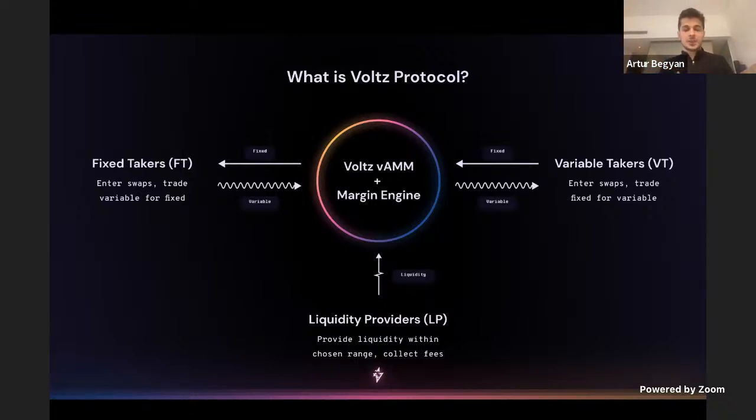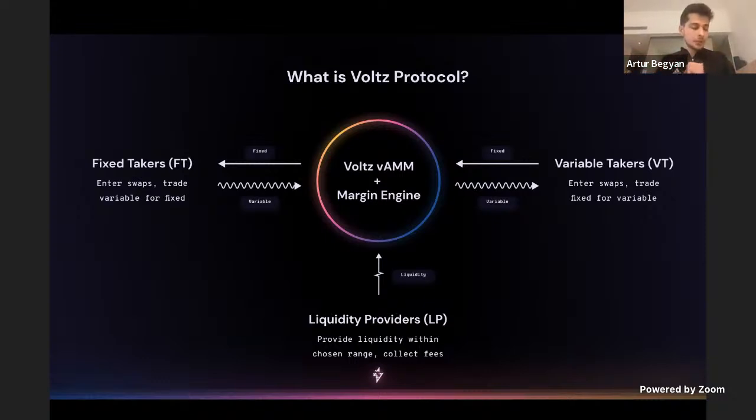And the margin engine is the beating heart of the protocol. It ensures that the positions on the protocol are sufficiently collateralized. It ensures that liquidations are taken whenever they need to take place. And also, when you think about the settlement mechanics and the settlement cash flows, they're also managed by the margin engine. So the margin engine is holding all of the underlying tokens of both fixed takers, variable takers, as well as the liquidity providers, whilst the VAMM is pricing the fixed rates of the swaps that are being provided to both sides of the market.